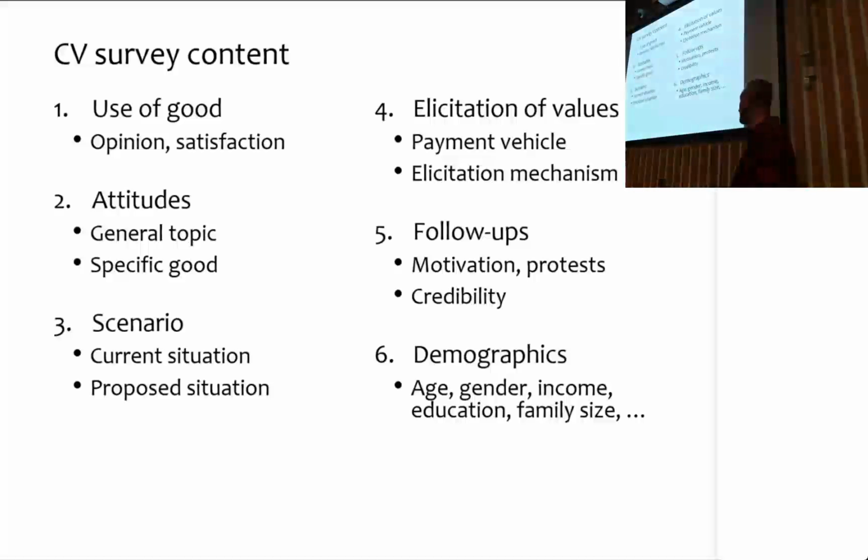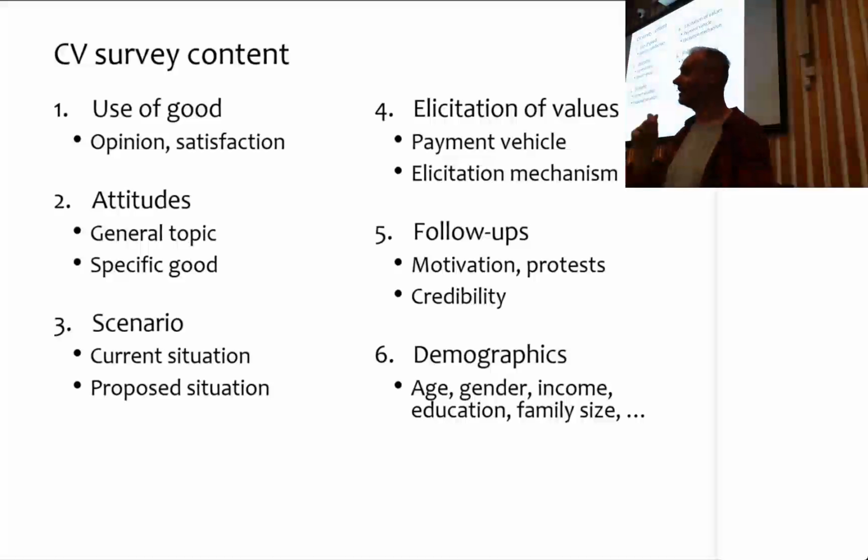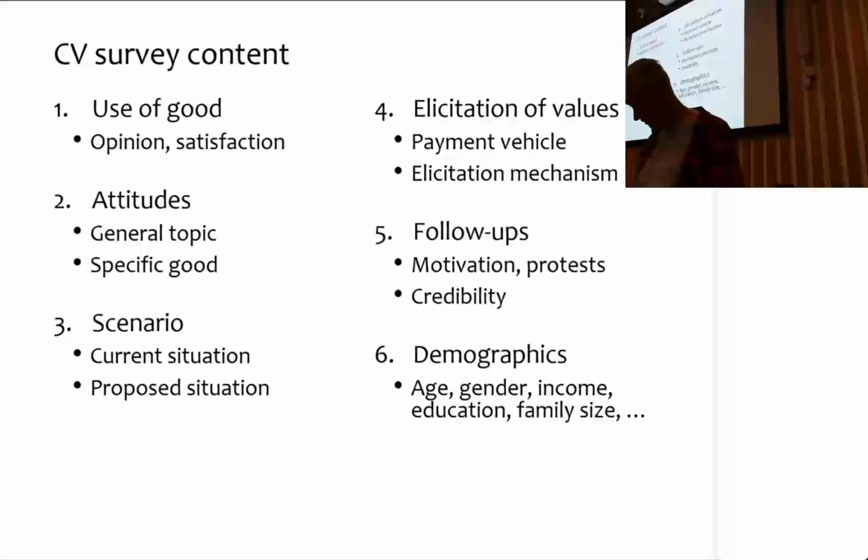And then finally, you need to ask about age, gender, income, education, and so on and so forth. The reason that this comes at the end is because a lot of people do not want to give parts of this information and drop out of the survey at this particular point. So if you do it at the start, then you lose a lot of respondents, right?